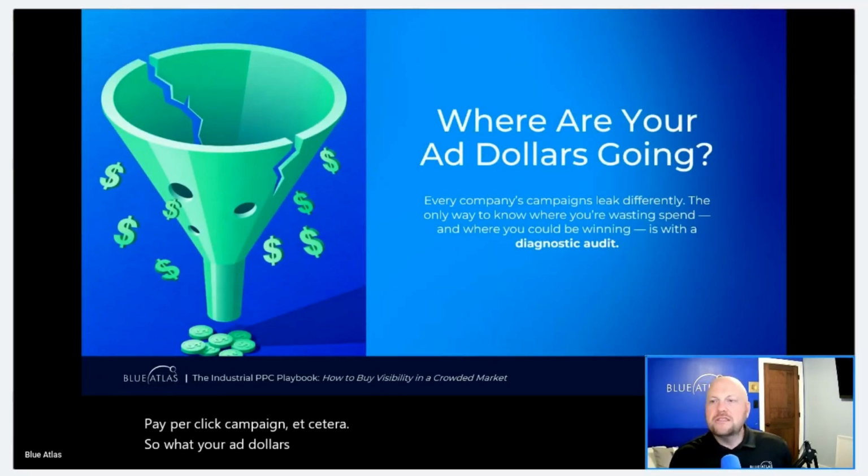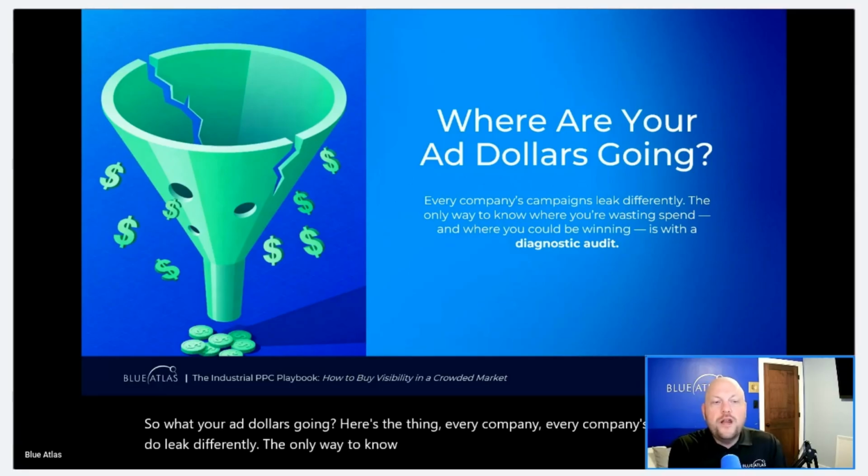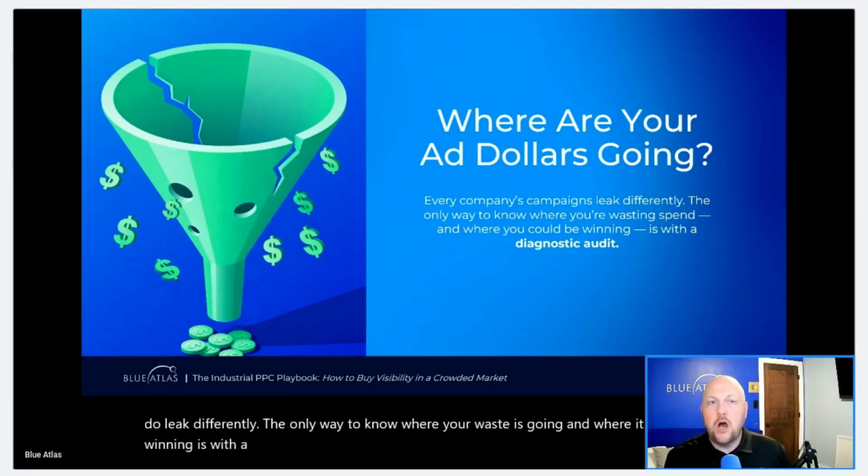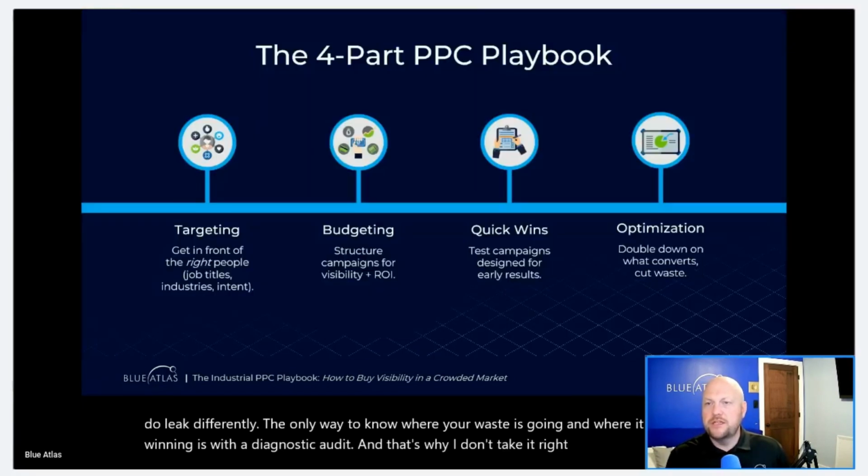So where are your ad dollars going? Here's the thing: every company's campaigns leak differently. The only way to know where your waste is going and where it could be winning is with a diagnostic audit. And that's why I'm going to take you right back here to this page.